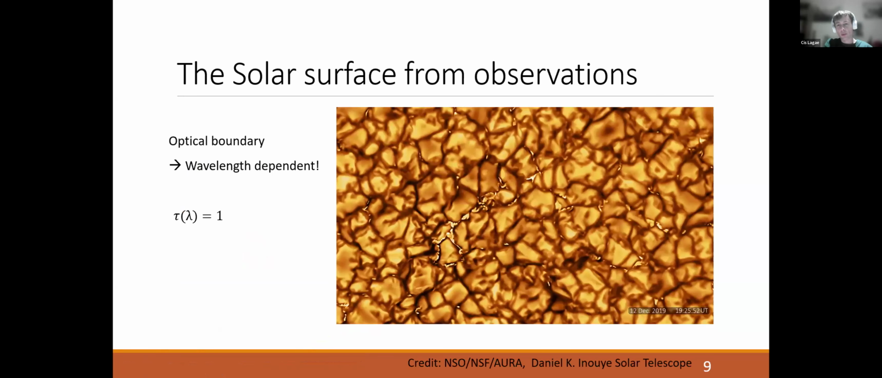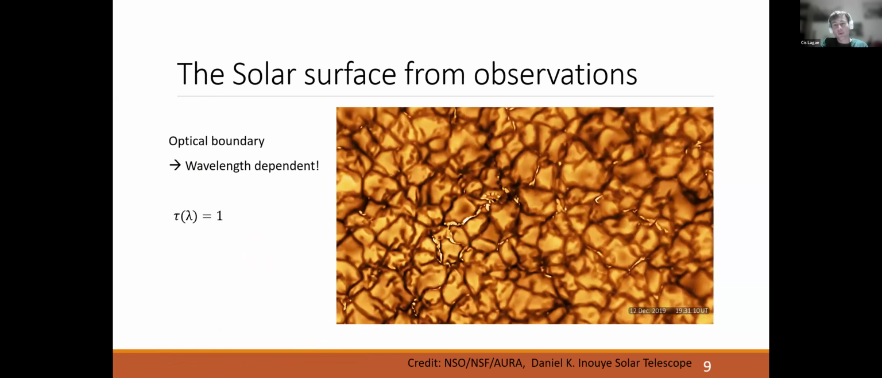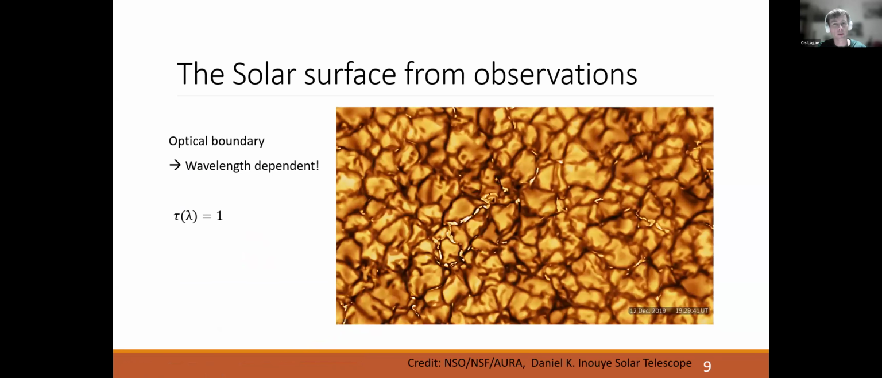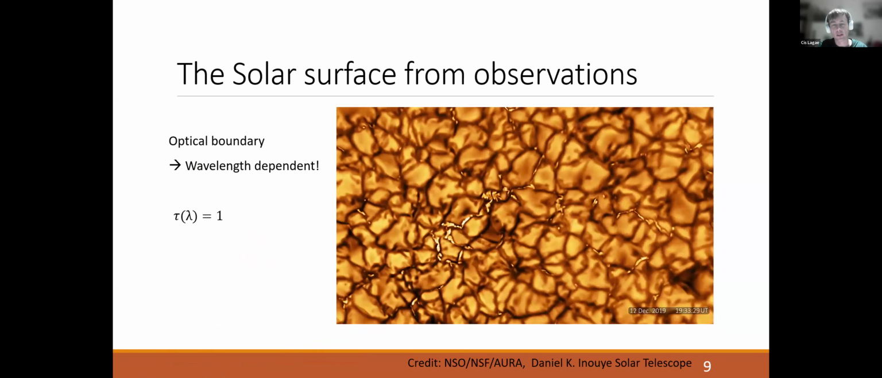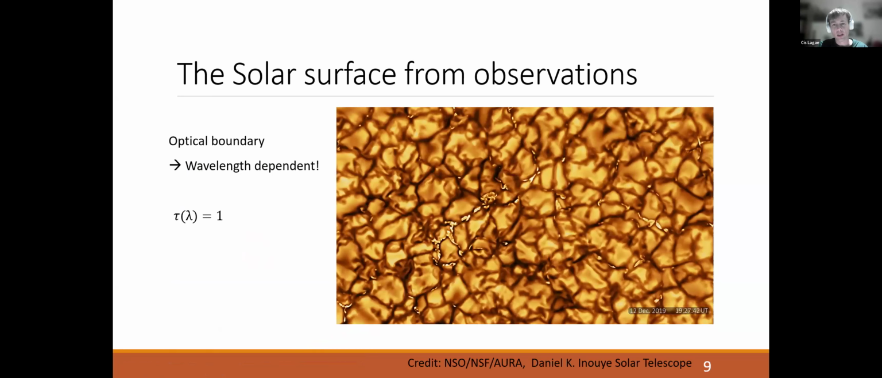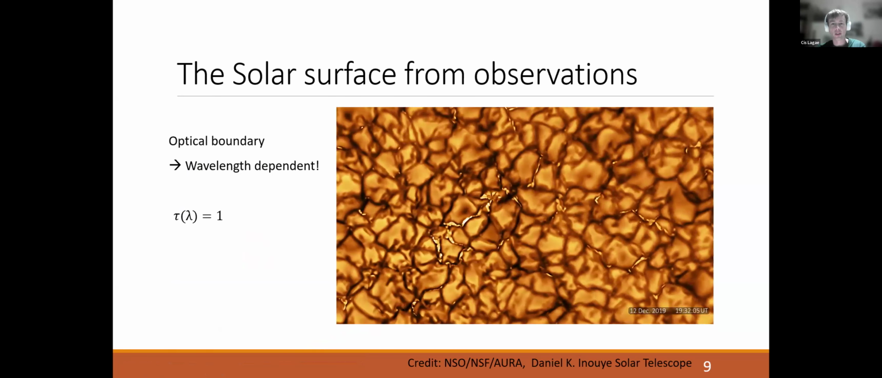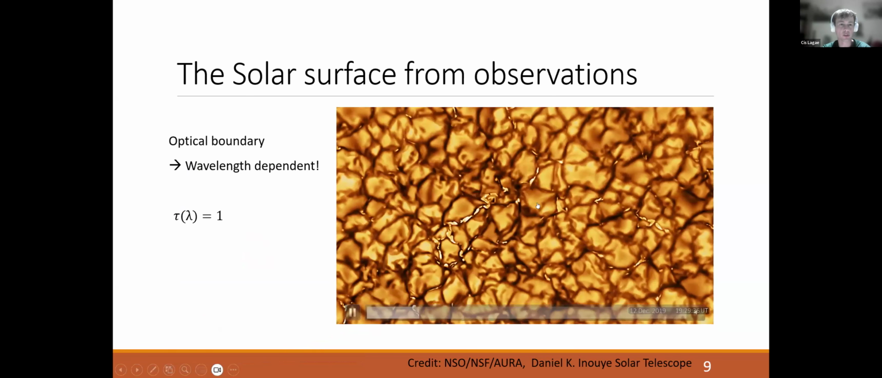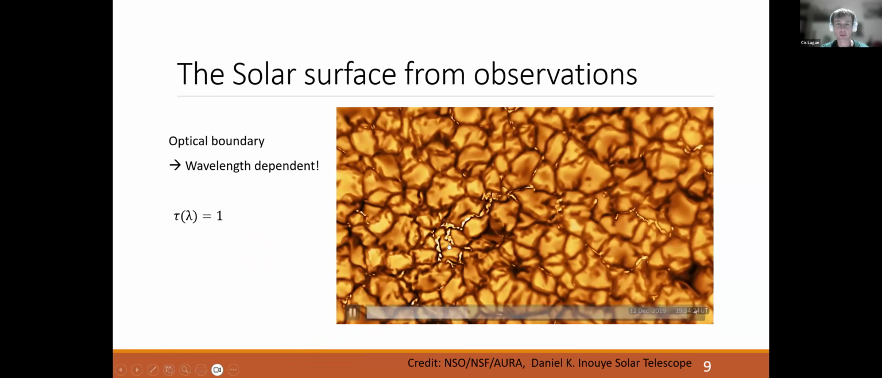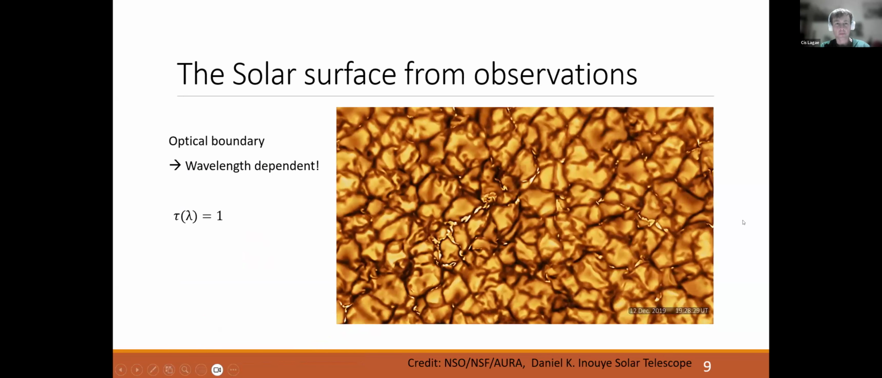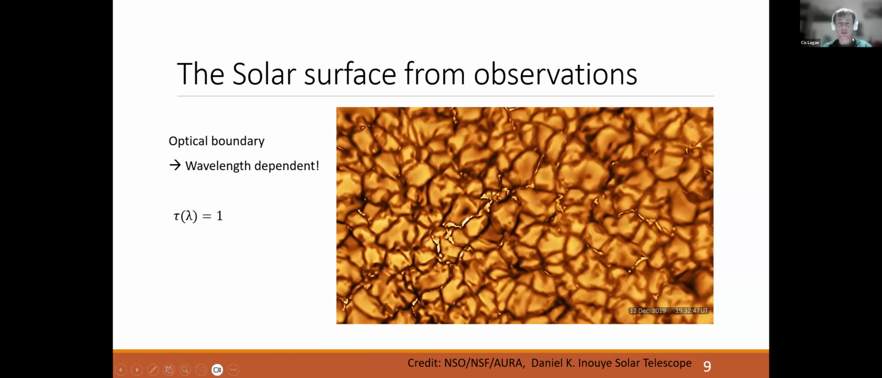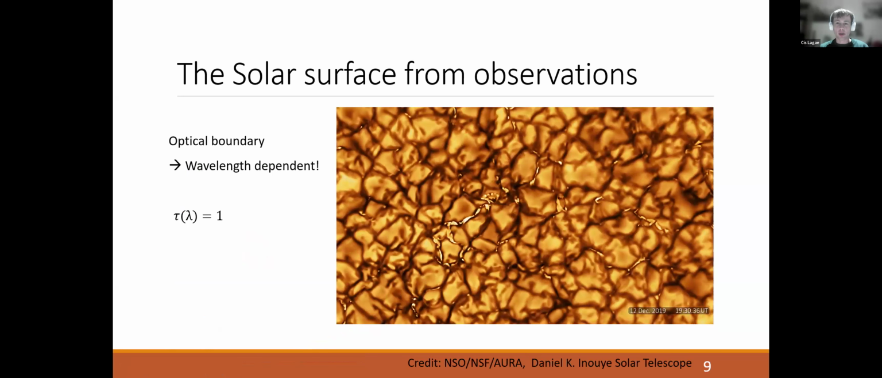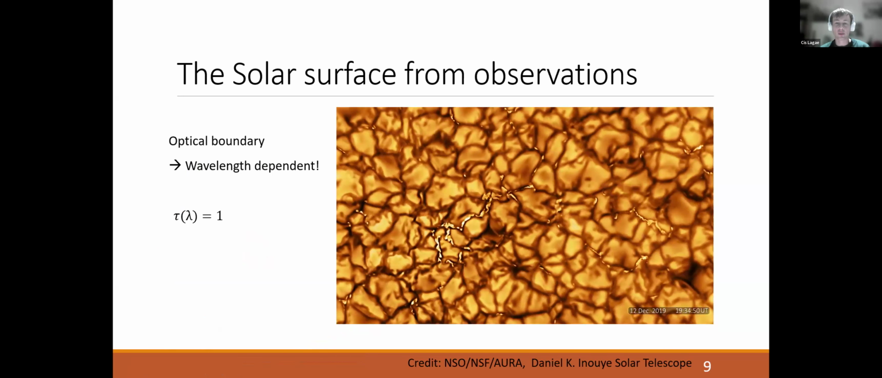From observations, nowadays we have really good telescopes. We can really spatially resolve the solar surface, and this is something we all have seen before. It's all these hot upflowing granules that are bounded by cooler intergranular lanes, and then we see some bright magnetic points as well. And it's important to realize that this surface is an optical surface. It's not like a wooden table.